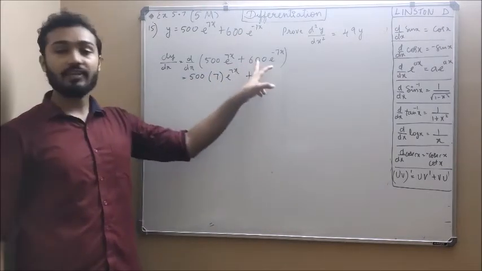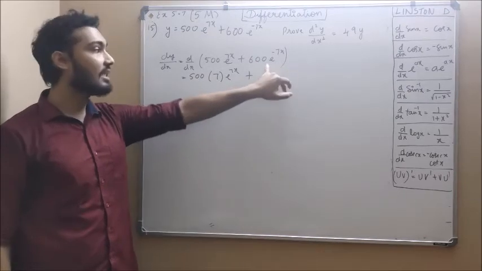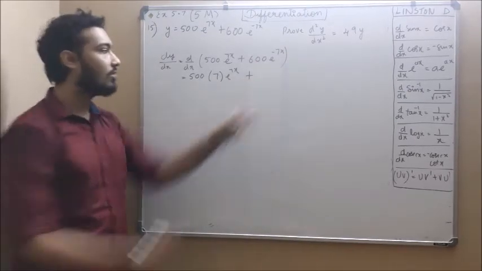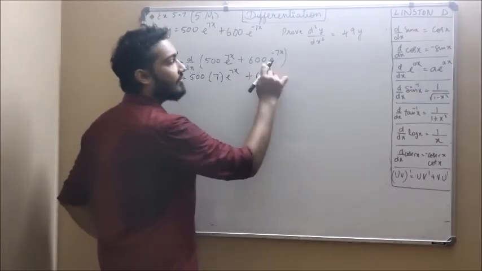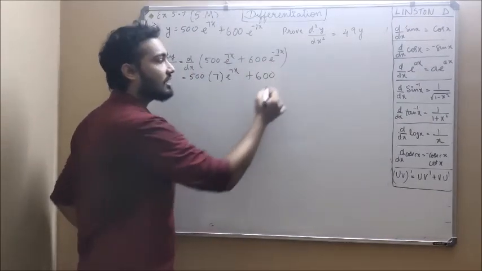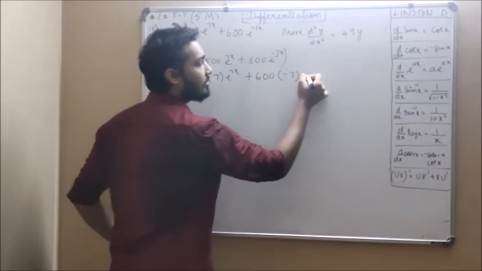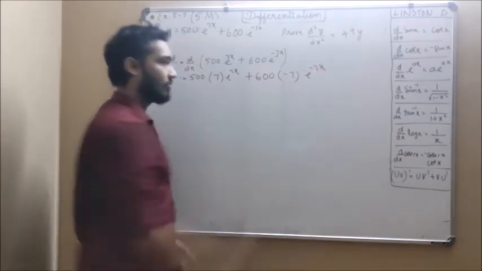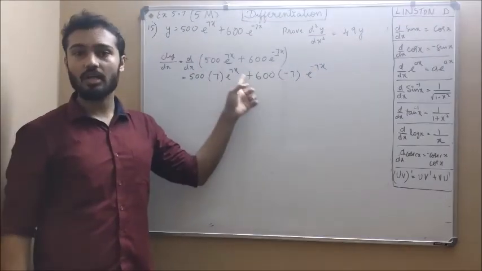Plus, what is differentiation of this? 600 is constant, take it out. 600 into differentiation of e power minus 7x. Here the constant coefficient is minus 7. So minus 7 into e power minus 7x. This is the first order derivative.